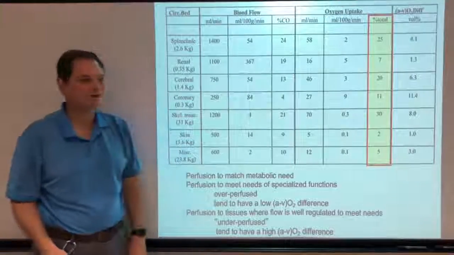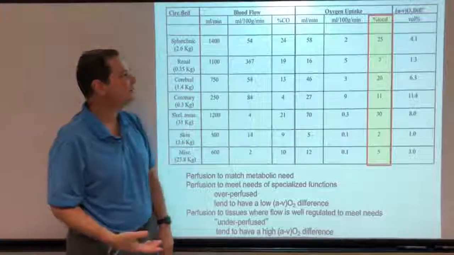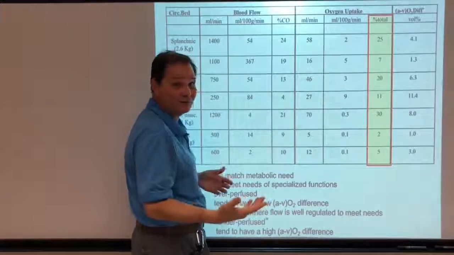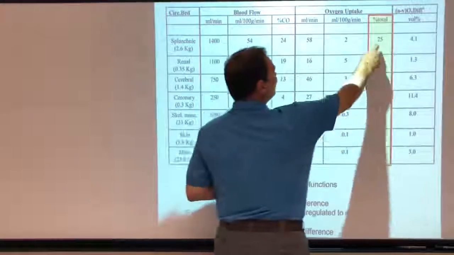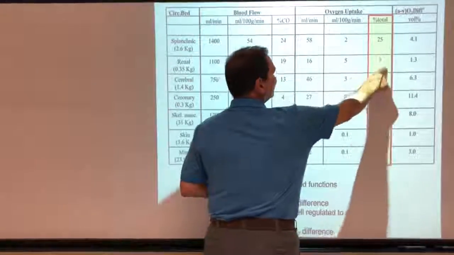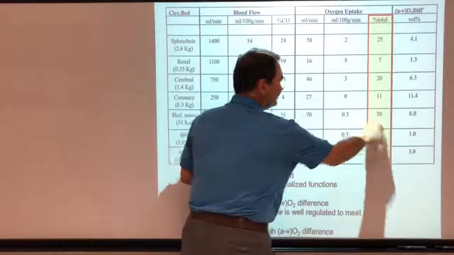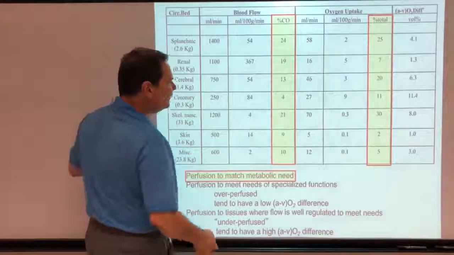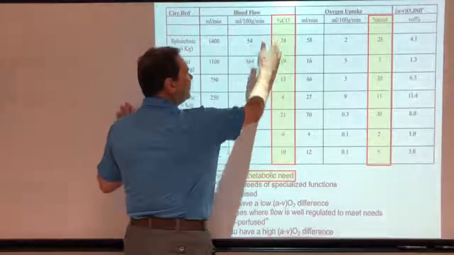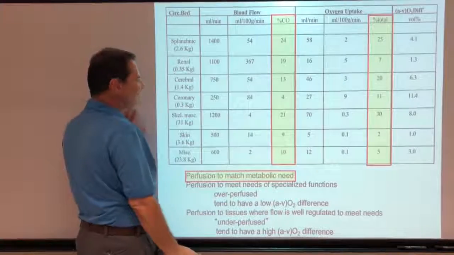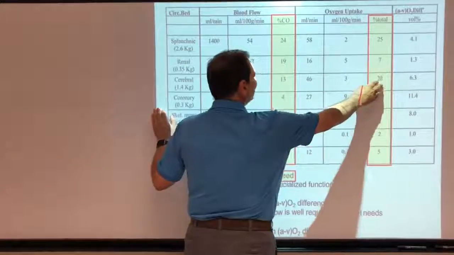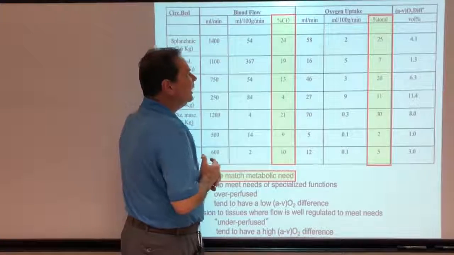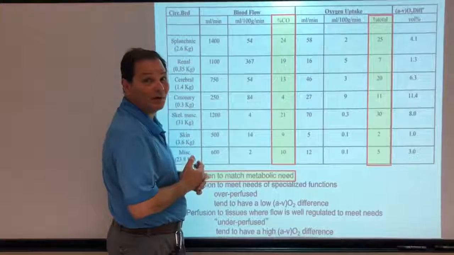Now in an ideal world, what you would do is you would match the cardiac output. So that 25% of the cardiac output, meaning 25% of the total oxygen being transported in the blood, would go to the splanchnic beds. 7% would go to the kidneys. 30% would go to skeletal muscle, okay? But in reality, it doesn't quite work that way. The percentage of cardiac output varies quite a bit, but it doesn't always completely match the oxygen uptake when you consider just metabolism alone.